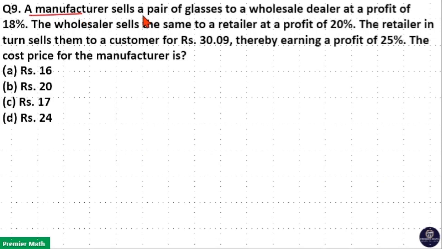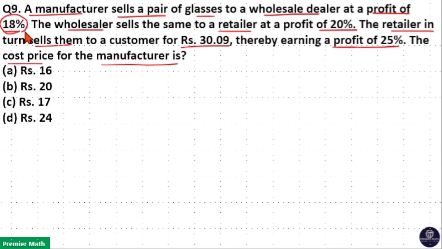A manufacturer sells a pair of glasses to a wholesale dealer at a profit of 18%. The wholesaler sells the same to a retailer at a profit of 20%. The retailer in turn sells them to a customer for rupees 30.09, thereby earning a profit of 25%. The cost price for the manufacturer is? Here either you take the successive discount of these three profits or take the ratio and then multiply together.